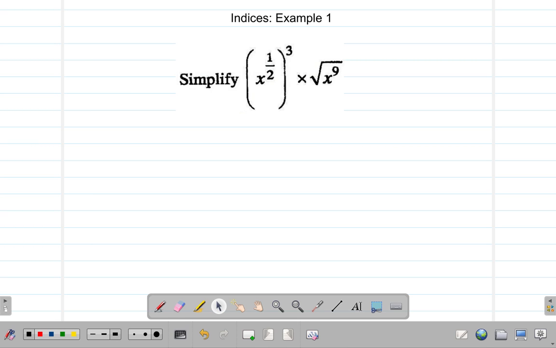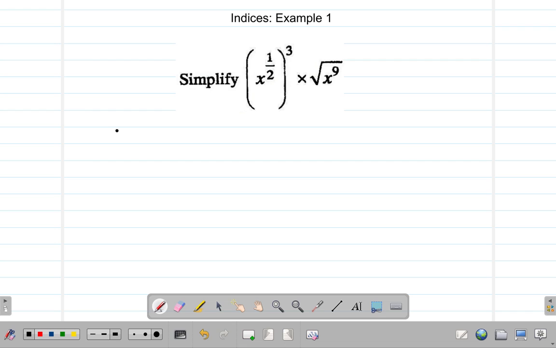I want you to pause the video and give it a try. Okay, you paused, you gave it a try. What did you get when you simplified it? Let's look at this.